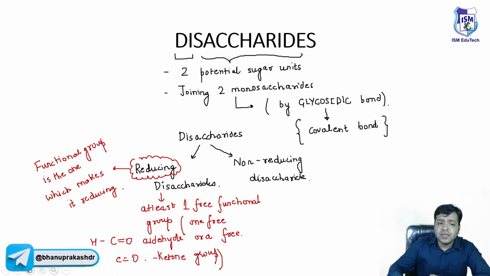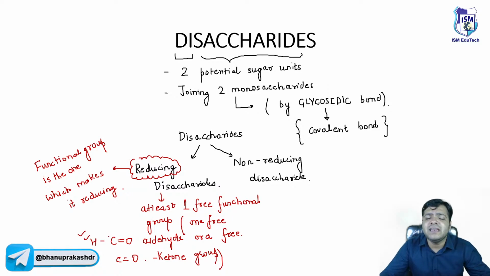So you already know if this group is free. Free means it is not participating in any bond. ये कोई bond बना ही नहीं रहा. Obviously, if this is free, it is a reducing disaccharide, and non-reducing, beta, simply means that two functional groups are joined together.